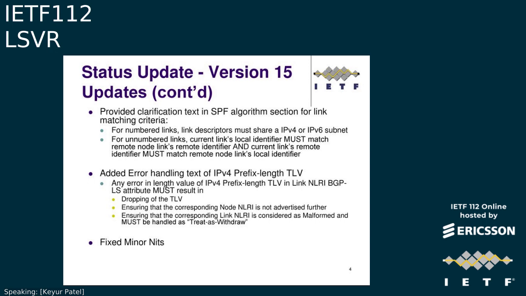Also added error handling text for particularly the IPv4 prefix length TLV, where you say that any length error in the prefix length TLV, particularly for IPv4, must result in first the dropping of the TLV. Then you ensure that the corresponding node NLRI is also considered as an error, and you do not advertise it further, you drop it. Furthermore, ensuring also that a corresponding link NLRI is considered as malformed and must be handled as a treat-as-withdraw.